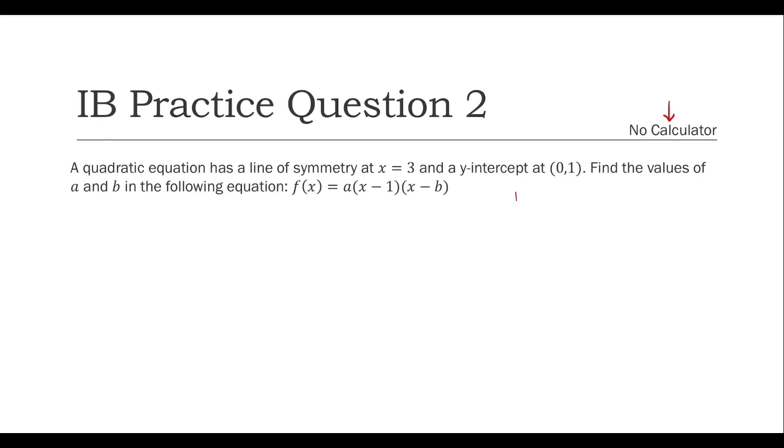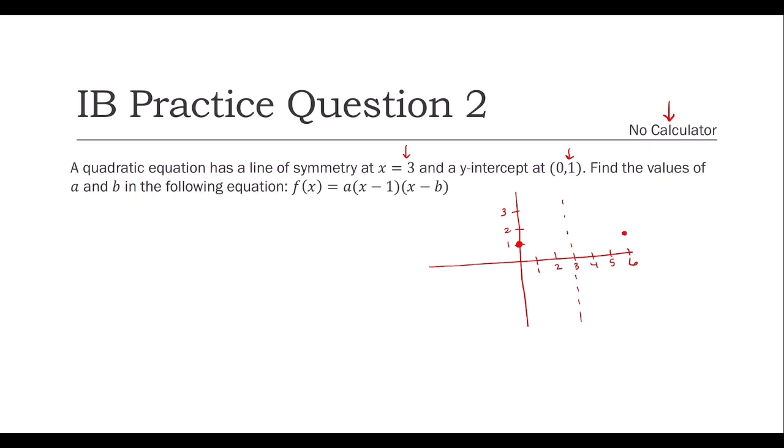So I'll start by drawing a picture. It says we have a line of symmetry at x equals 3. So we'll label these 1, 2, 3, 4. So our line of symmetry is here. It also says we have a y-intercept at 0, 1. So 1, 2, 3. So our y-intercept is here. So this is 3 from our line of symmetry. So if we move 3 the other direction, we'll have another value at 1.